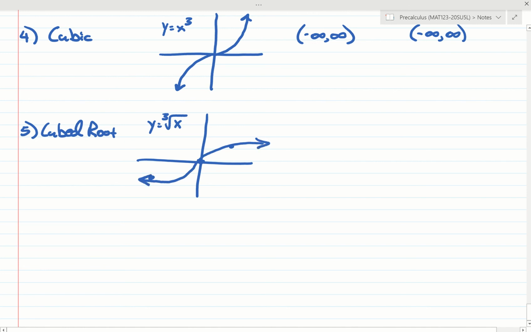It's a little awkward to draw. But you could take the cubed root of anything. You could see that because the graph's pointing to the left and to the right. And the y values, the range, would actually be anything as well.